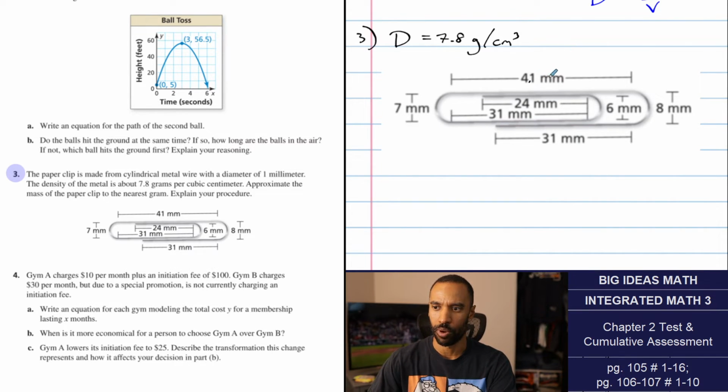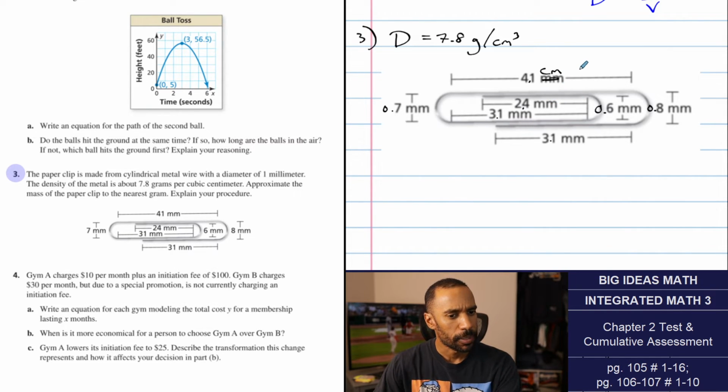So this will be 4.1 centimeters. This might get a little messy looking. 2.4, 3.1, 3.1, 0.6, 0.8, and 0.7. Can we keep those in mind when we do all this? Now, that's a lot of different things to do. The volume of this thing, and we've talked about this one before as well, is more or less an approximation.